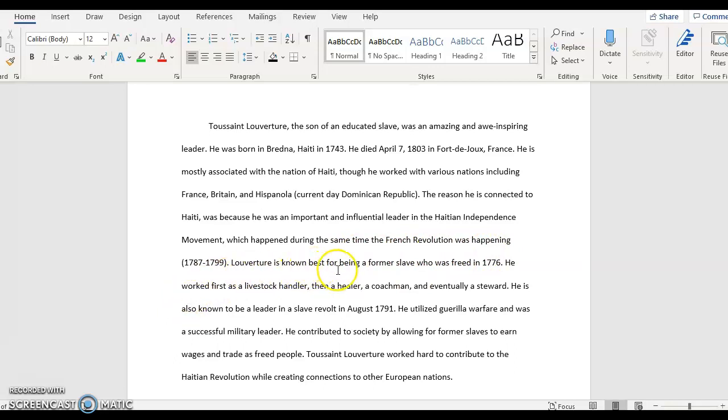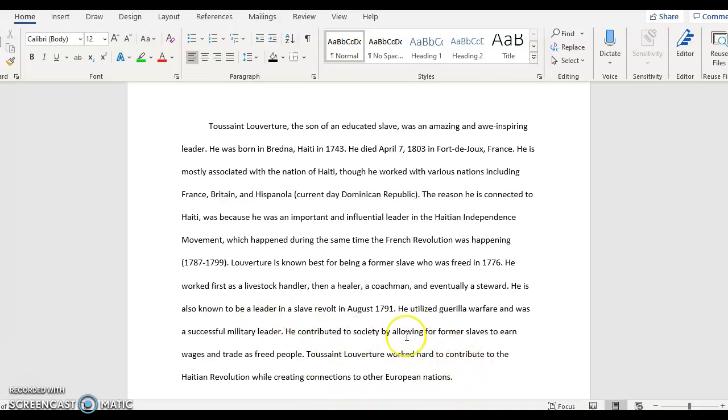Louverture is known best for being a former slave who was freed in 1776. He worked first as a livestock handler, then a healer, a coachman, and eventually a steward. He is also known to be a leader in a slave revolt in August 1791. He utilized guerrilla warfare and was a successful military leader. He contributed to society by allowing for former slaves to earn wages and trade as free people. Toussaint Louverture worked hard to contribute to the Haitian Revolution while creating connections to other European nations.